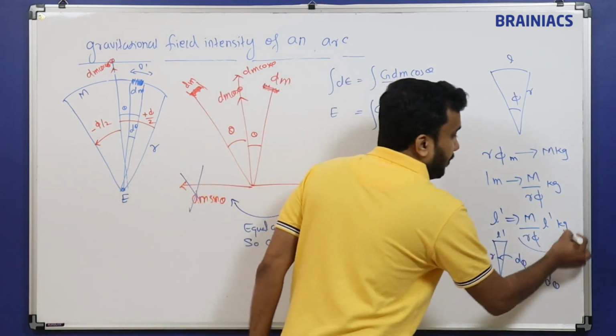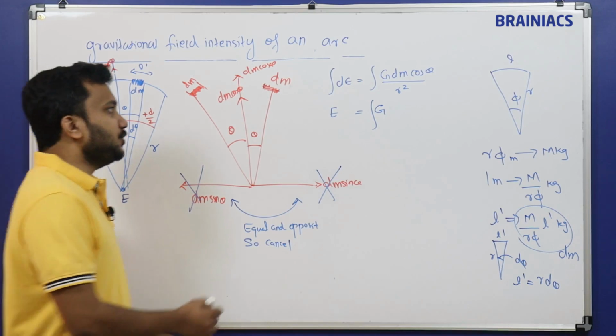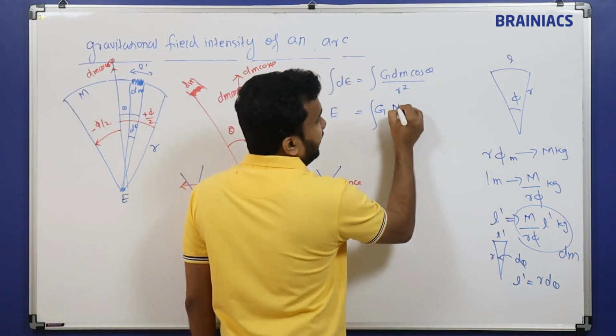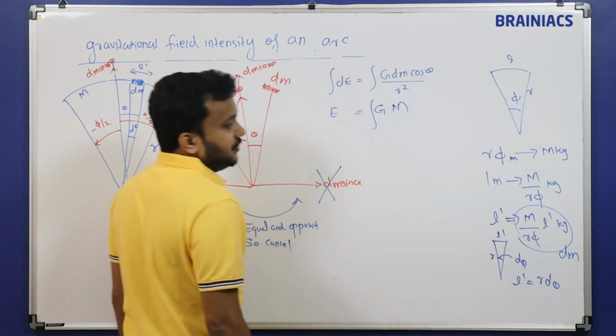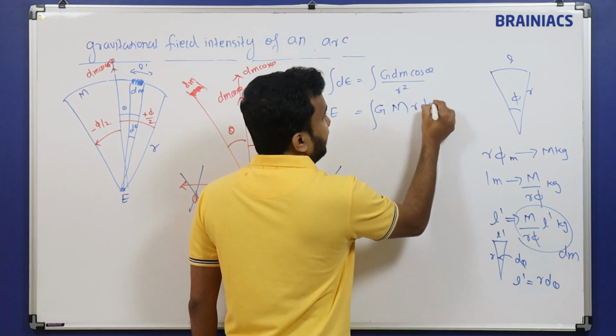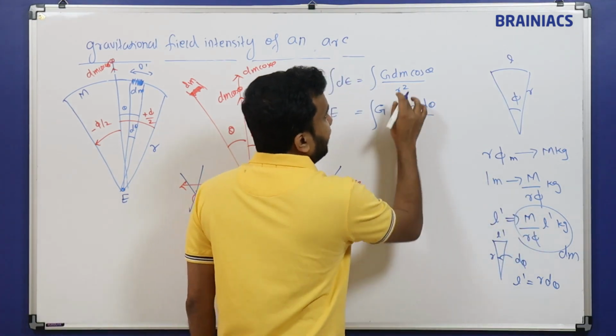And this whole mass is called what? This mass is called dm. So we'll substitute for dm. G into dm means how much? M into what is L dash? L dash is r d theta. I have written here. So r d theta substituted here divided by r phi into.